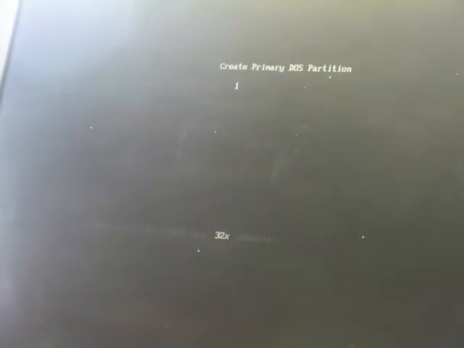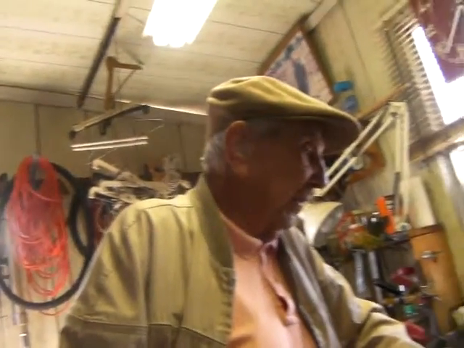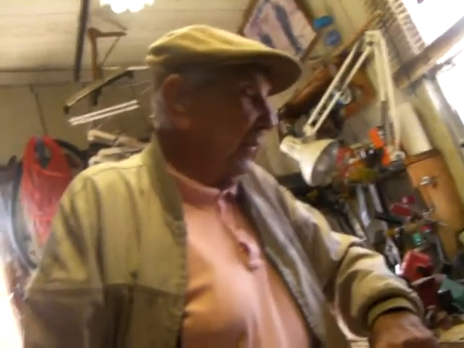So that's another reason why it was messed up. They just had too many partitions, and then they made the wrong one active. The one that's active is the one that does the loading up. That'll be interesting.